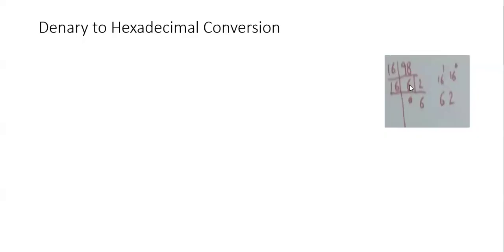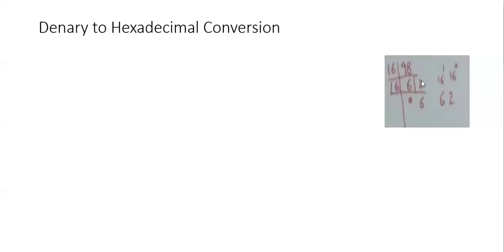Now look at this: 16 times 6 is 96. We have remainder 2. So we don't have 0 here, so we go again with 16. Now 6 is less than 16, so the quotient will be 0. So we have 0, and then the remainder 6 comes here.